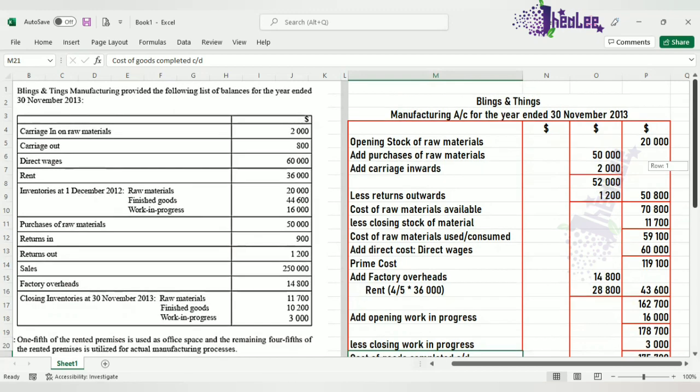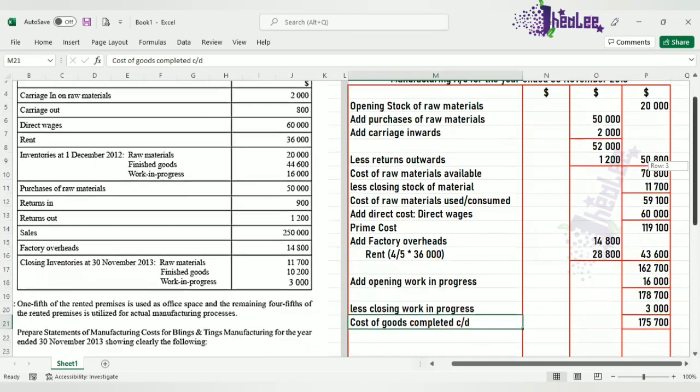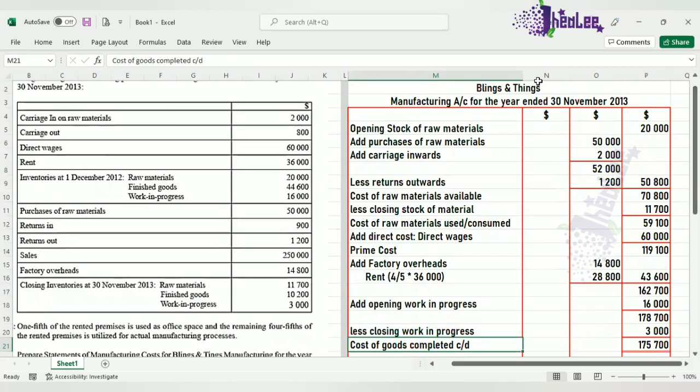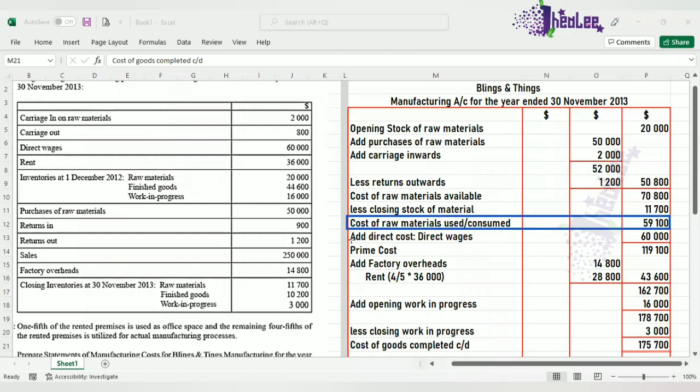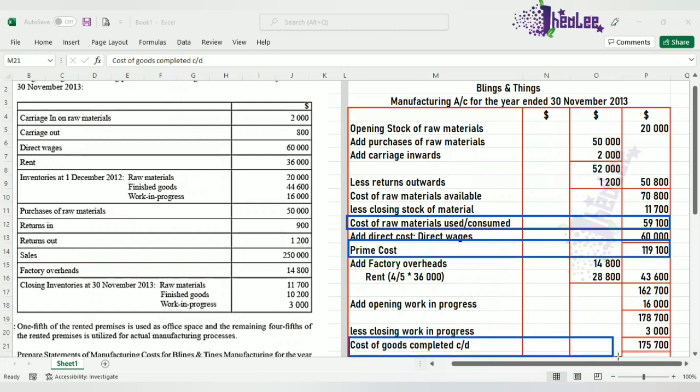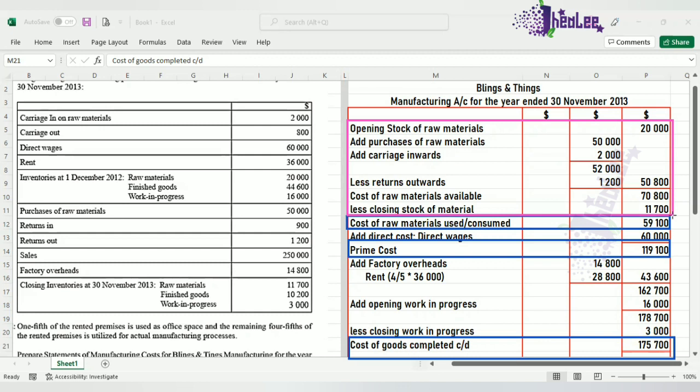Okay, so remember that in doing your manufacturing account, the first thing that you are doing is to calculate your cost of raw material consumed. Then you generate your prime cost. Then your final thing is to calculate your cost of completed goods or your cost of production. Remember, in calculating your cost of raw material consumed, you use the very same concept like we did in this section in calculating cost of sales, which is cost of goods sold in a sole trader business. But in this case, you pick up the figures relating to raw materials.